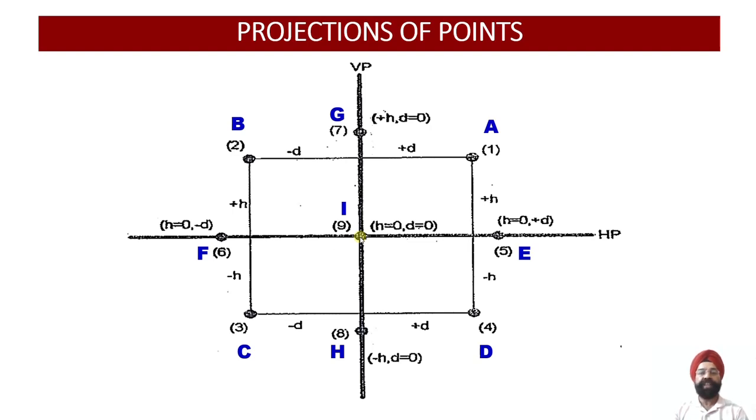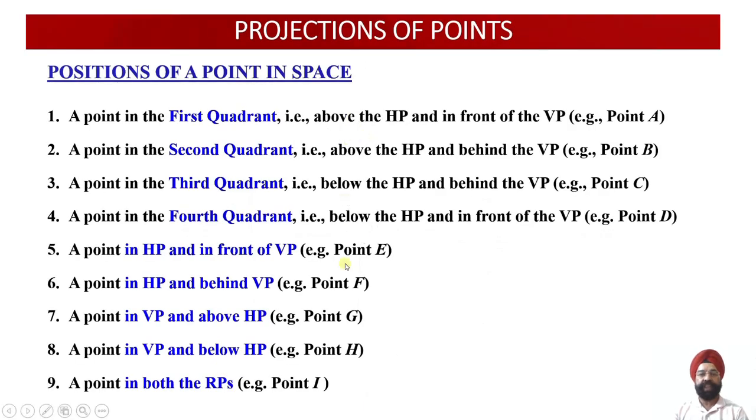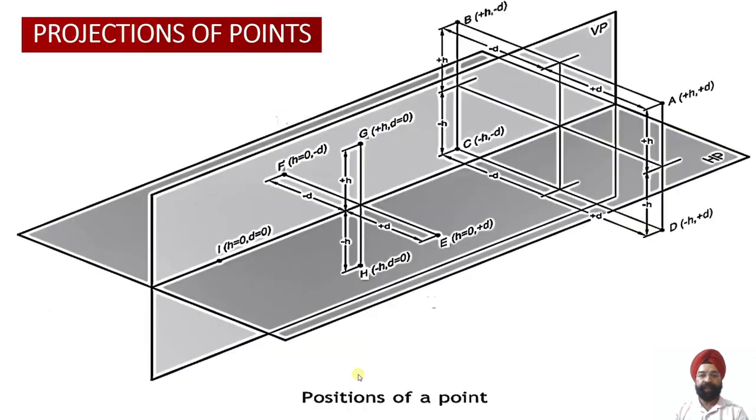Now we are going to discuss how we draw the projections of all these points when the distances from the HP and VP are known to us. These were the different points which we have already discussed, and these are the locations of the point which we are going to discuss in a little bit of time. Earlier we showed the 2D representation of the location of all these points. Now here we have the 3D representation.